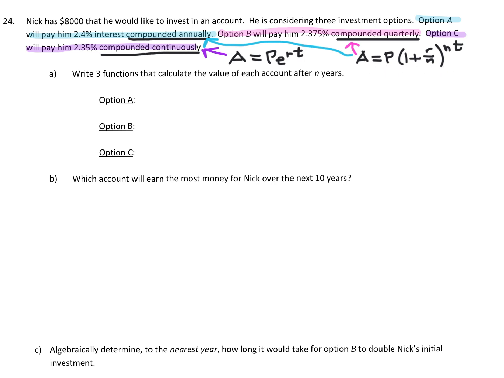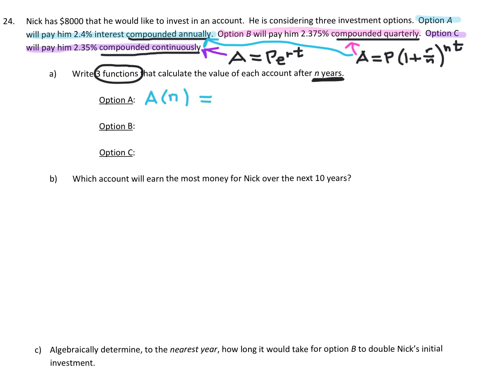Now, keep in mind, I cannot just write A. If it says to write a function, write 3 functions. That's super important. A function cannot just be A equals. It needs to be A in terms of whatever variable you're using. Normally we would use T for time, but look at this here. They say we have to use N for time. So instead of writing A of T, I'm going to write A of N.